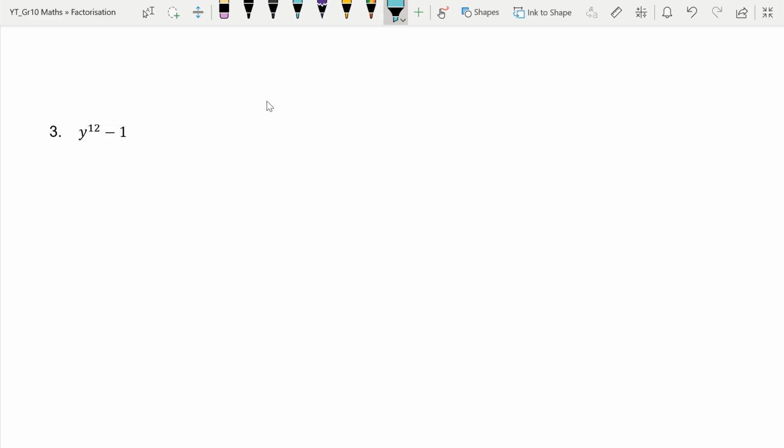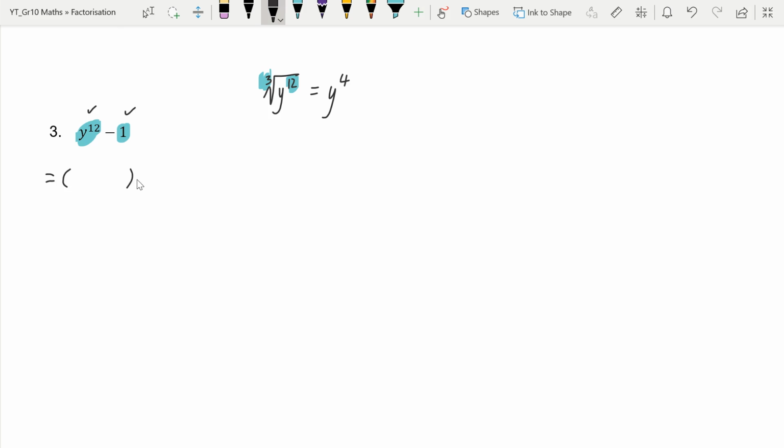First, we need to check if these are cubes, because remember, your question will most probably just say factorize, and you need to decide, is it a highest common factor, or difference of two squares, or trinomial, or grouping, or whatever. So we need to check that these are cubes. We know that 1 is a cube, and we know that y to the power of 12 is, because 12 is divisible by 3. 12 divided by 3 will give us y to the power of 4. So we do have a cube and a cube, so we can factorize it.